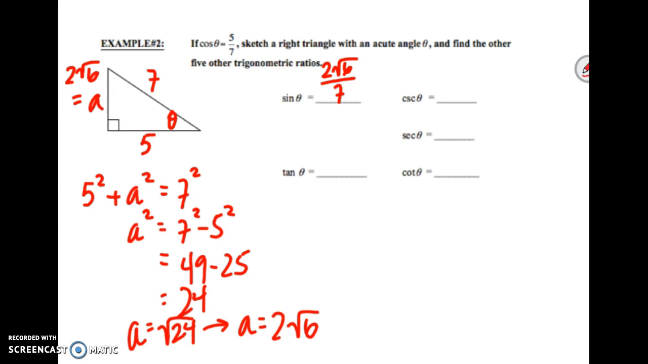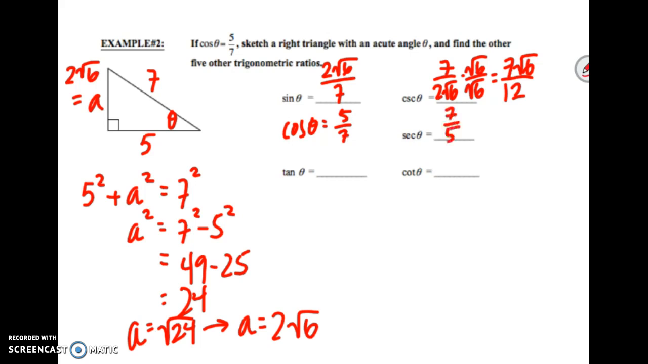Cosecant is just the reciprocal of sine. So 7 over 2 times the square root of 6. However, we cannot have a square root in the denominator, so we need to rationalize. To do so, we'll multiply by the square root of 6 over the square root of 6. So we are left with 7 times the square root of 6 divided by 12. Cosine we know. Cosine of theta is 5/7. So secant is just the reciprocal of that, so 7/5.